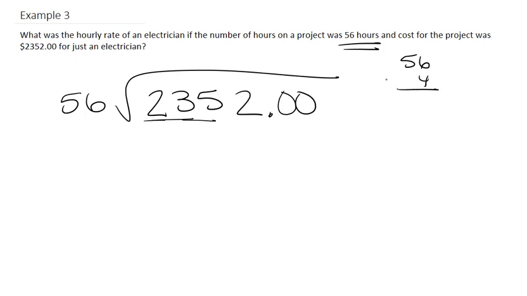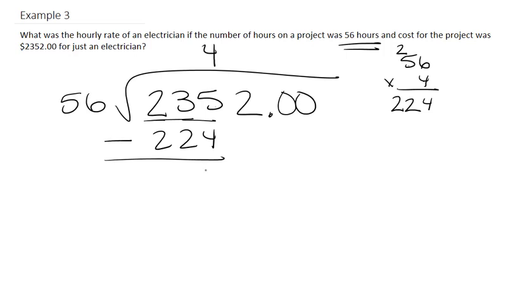56 times 4. 6 times 4 is 24. Carry the 2. 4 times 5 is 20, plus 2 is 22. So we get 224. So we would say 56 can go into 235 4 times. Put the 4 above the 5. Place the 224 below. Now we subtract. 5 minus 4 is 1. 3 minus 2 is 1. And 2 minus 2 is 0. Now we have 11. So now we just go ahead and bring down the 2.